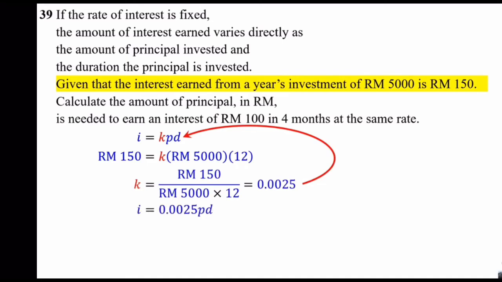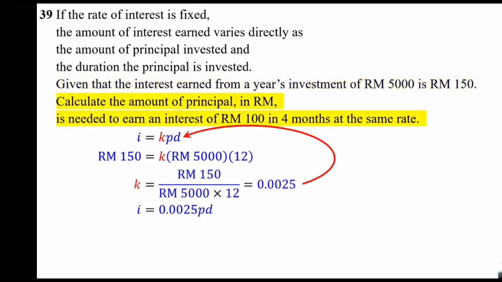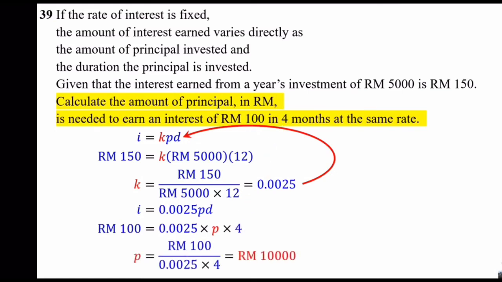Then you substitute into the equation I equals 0.0025 PD, and you substitute all the information given and solve the answer. So it's quite easy. It's just that you need to be more careful when you solve. So the P is 10,000, right? Okay, so double check your answer.